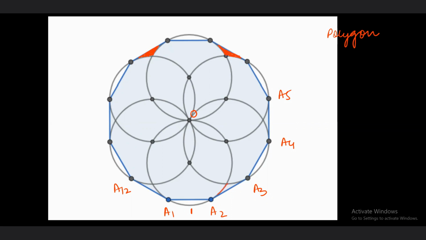So these red regions, I will have to remove their area from the regular dodecagon, because they are not part of the area of the region bounded by the circles, the area covered by these 6 circles. So how many such regions are there? You can see that we have 6 red regions whose area is to be removed from the area of the polygon.